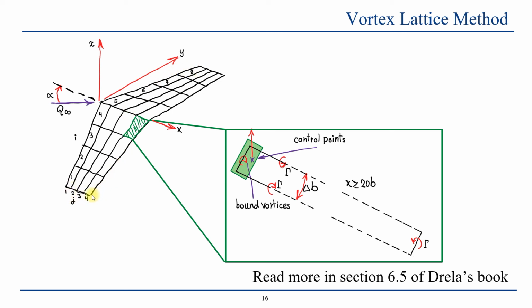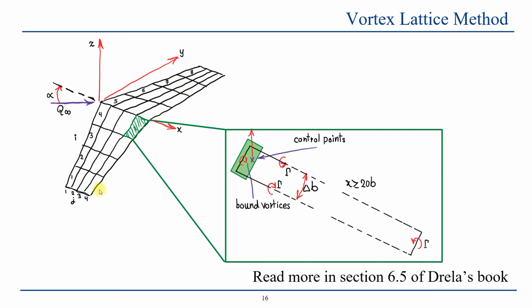So now we will have panels on our lifting surface or wing, which is now shown by this green panel. So this green panel is one of the panels on this surface. So we have 4 chord-wise, 8 span-wise. 4 times 8 is 32. So we will have 32 panels in this distribution.